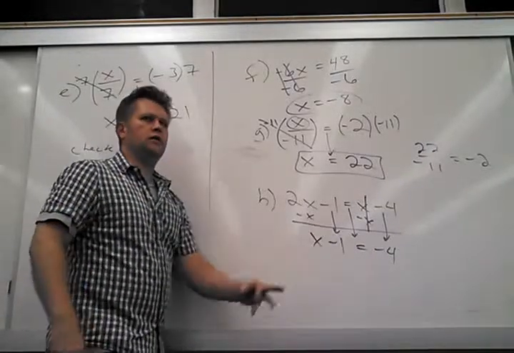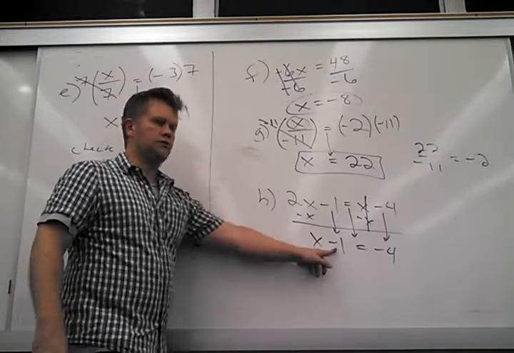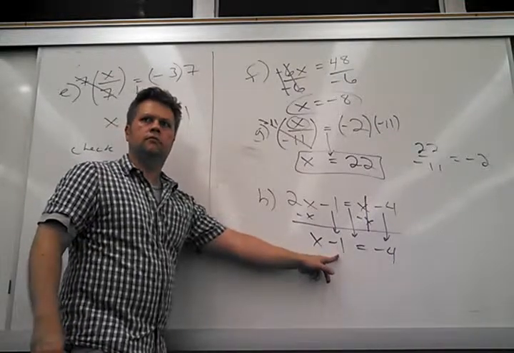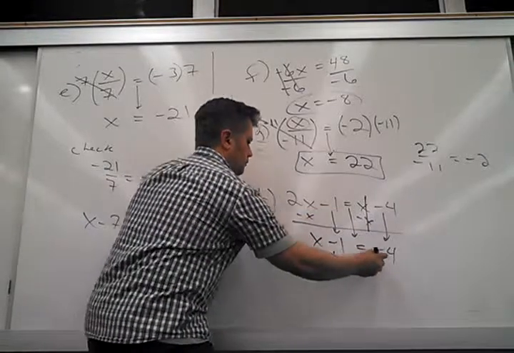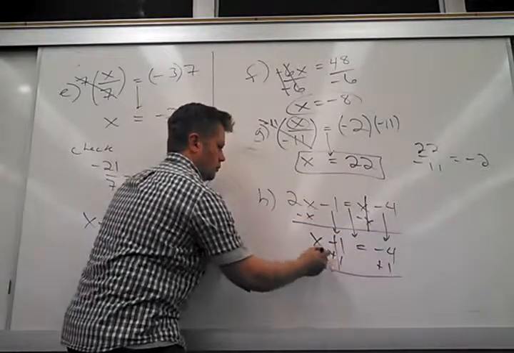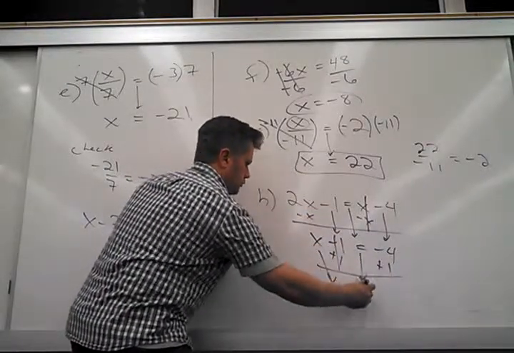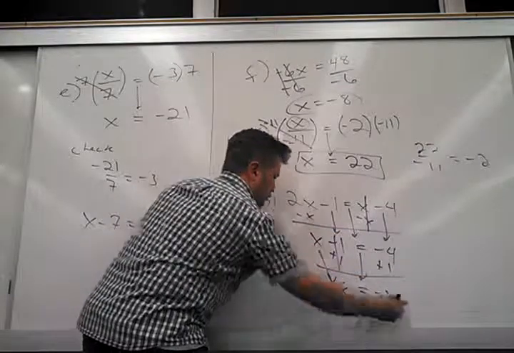So now who's in the wrong place? 1. Yeah, this guy's in the wrong place. How do I kill him? Opposite operation, add 1. So x equals negative 3. Good.